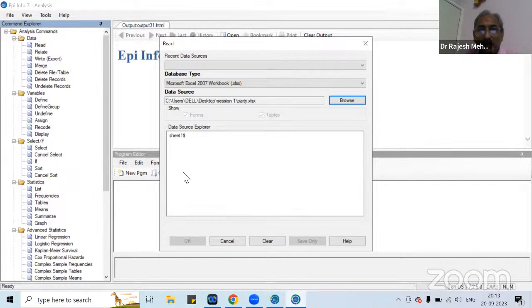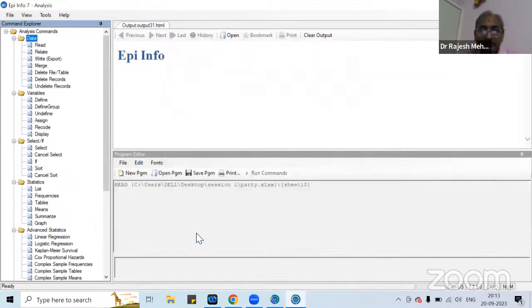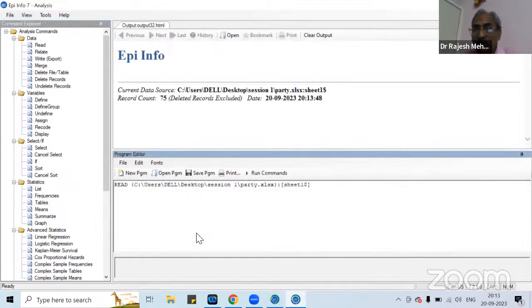Now, in Excel there could be 10 or 15 sheets also. You need to specify which sheet you would like to select. So far, while selecting this database, is anything difficult over here? Dr. Anupam Banerjee, what do you think? Is it very easy?